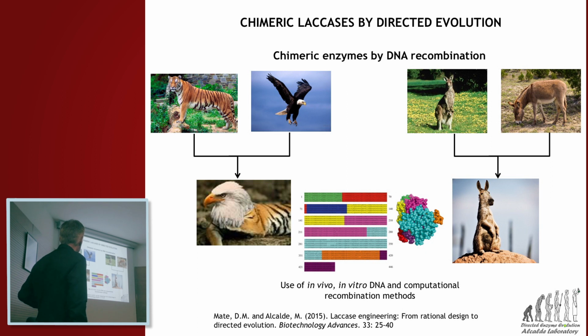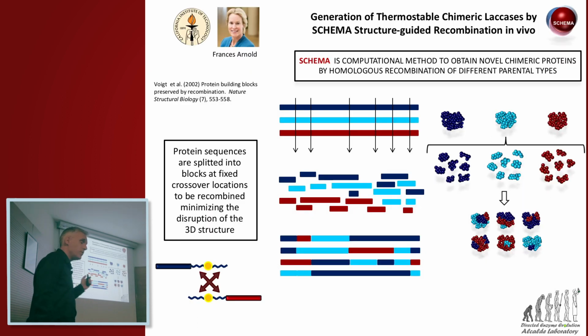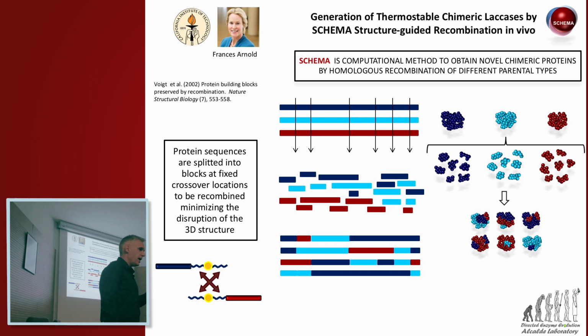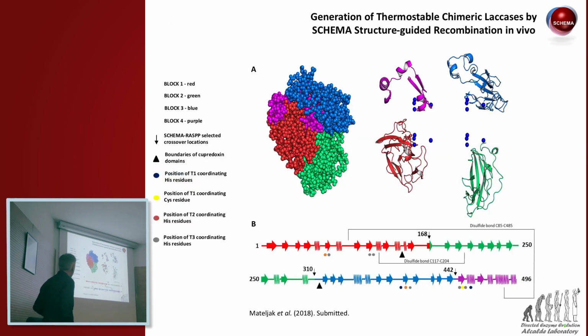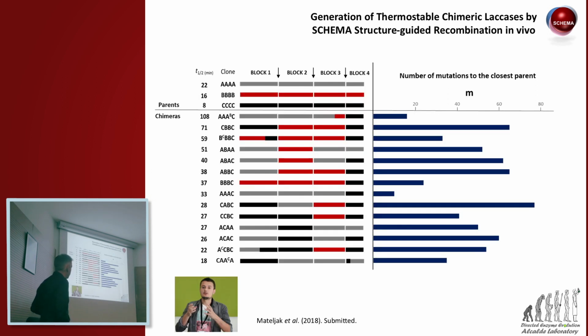achieve by directed evolution is chimeric proteins, and actually in collaboration with Francis Arnold, who developed this wonderful method called SCHEMA. SCHEMA is a computational algorithm to predict in silico which kind of recombination events you should make in a directed evolution experiment to create chimeras with high functionality. And we applied this algorithm in collaboration with Francis Arnold to create chimeras of different types of LACCASES. And we obtained a collection of different chimeras which notably improved their thermostability, and also showed hybrid properties in terms of substrate range.